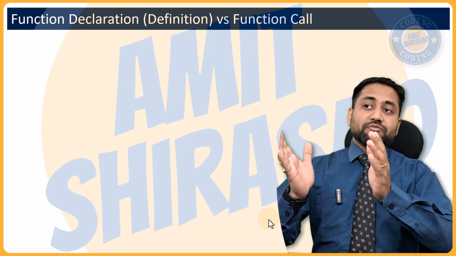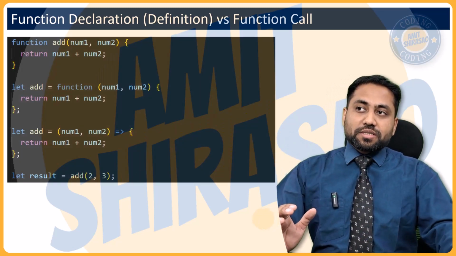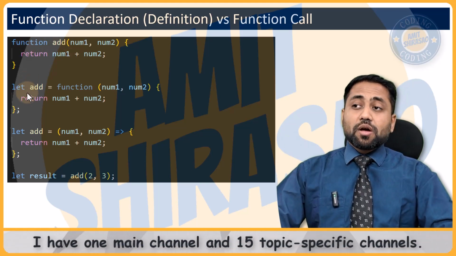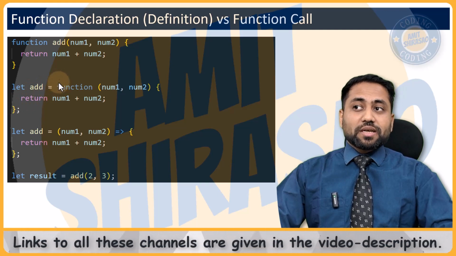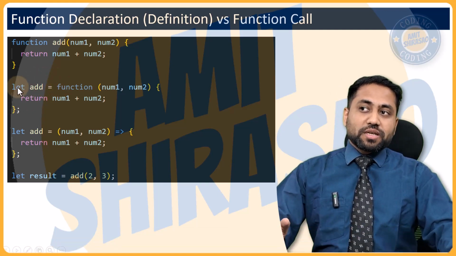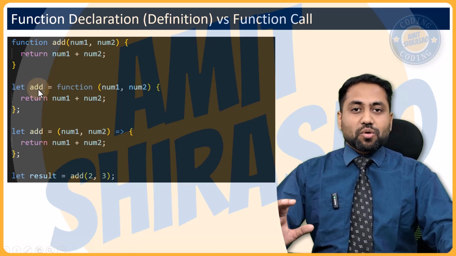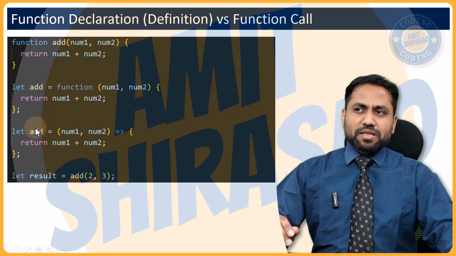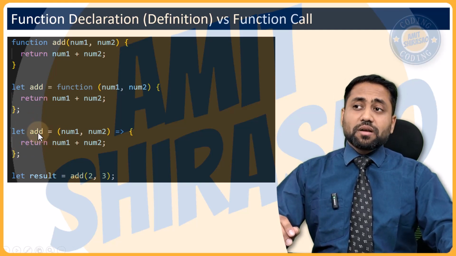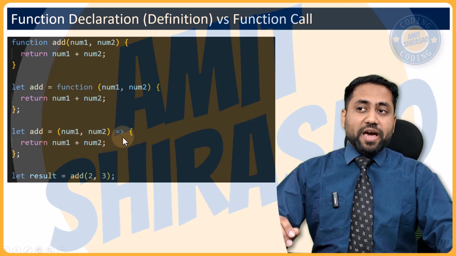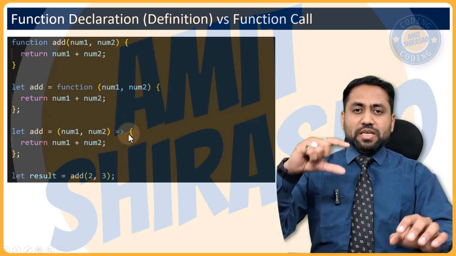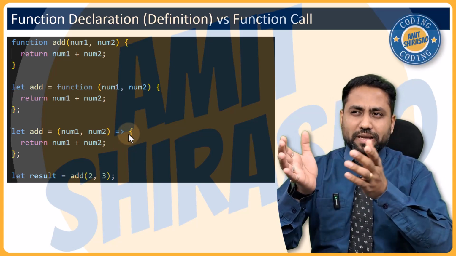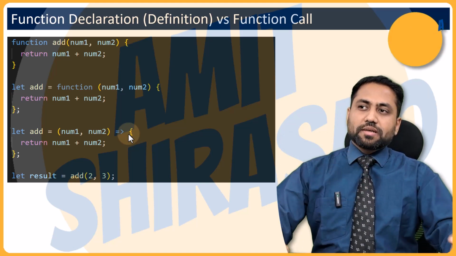Function declaration is also called function definition, and this is how it is done. Either you can write function add and then give the definition of that function, or you can say that this is an anonymous function and I am assigning it to a variable. This variable can be a let variable, var variable, or const variable. Or the third and more modern way of doing it is the same thing, that you assign the function to a variable, but this function is defined using the arrow operator. Arrow operator means an equal to sign followed by a greater than sign. So it basically forms an arrow like structure. So this is called the arrow operator.